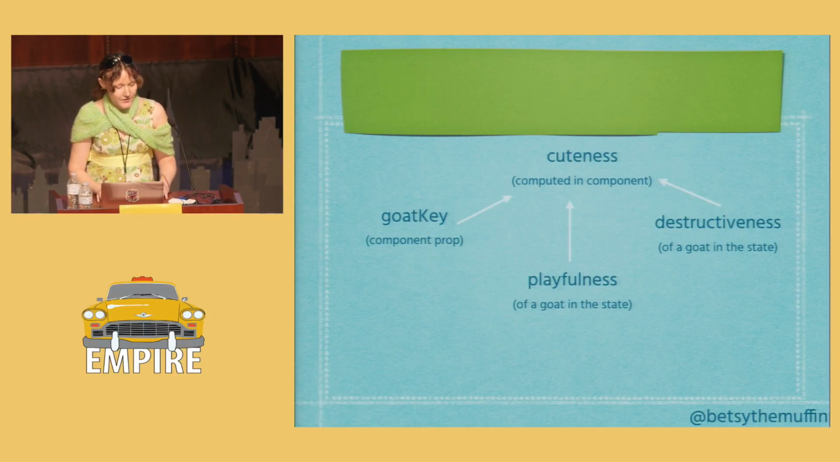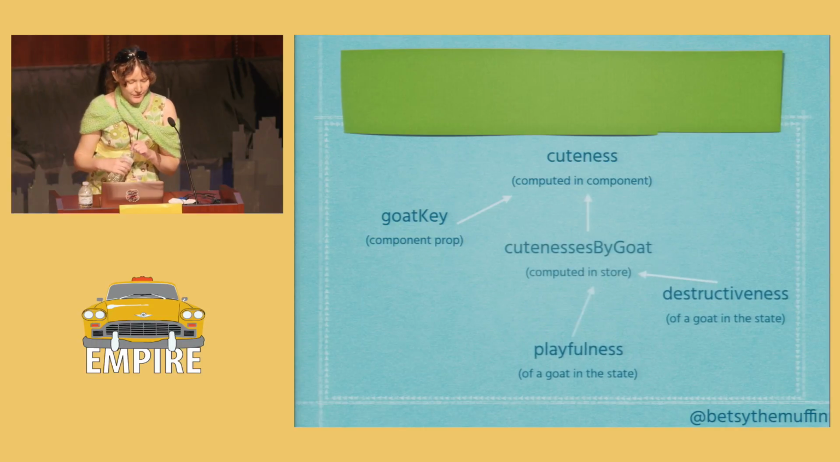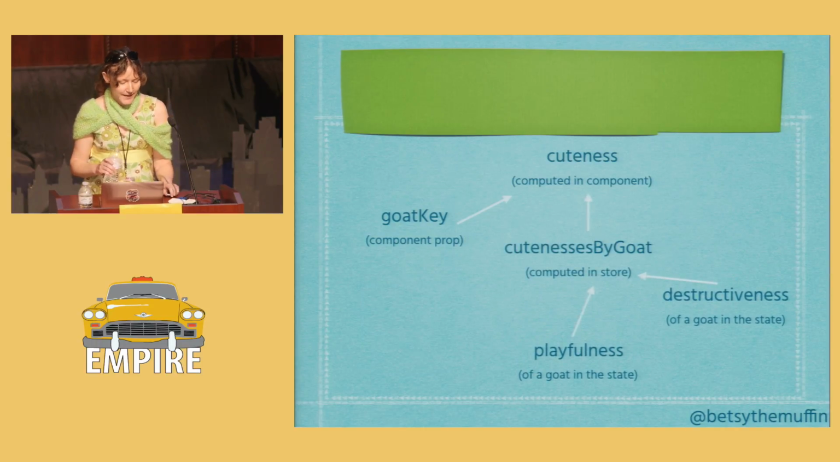So let's dive a little deeper to figure out our way out. Here's the dependency tree of the cuteness of any individual goat. We need to know what goat it is, how playful it is, and how destructive it is. If we're using a getter-based approach, then we add the cutenesses by goat intermediary to the dependency tree here.